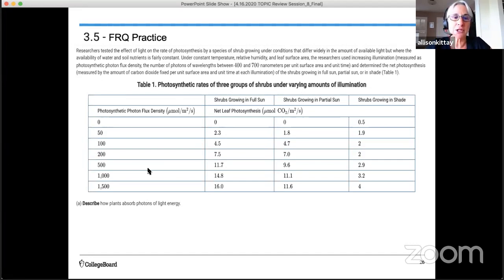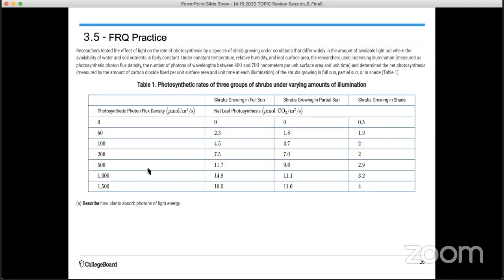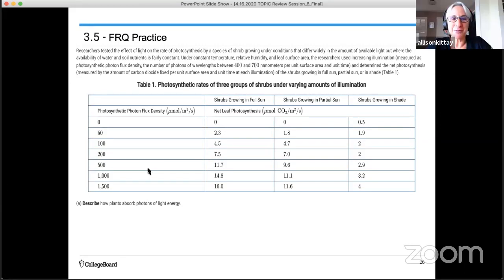And this is a really good question. So there's a lot of information in the stem of the question, and I will read it to you, but I'd like you to read along with me. And then the data table is showing you the photosynthetic rates of 3 groups of shrubs that were grown under varying amounts of illumination. So this is like the light intensity. So we've got shrubs growing in full sun, shrubs growing in partial sun, and shrubs growing in the shade. And you can see all of their data with different intensities. So the intensity is the independent variable.